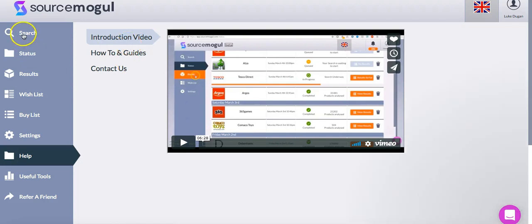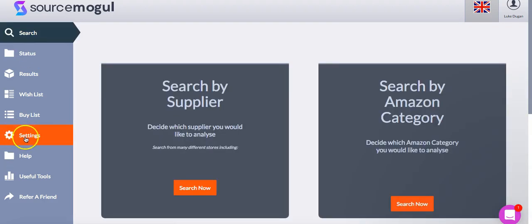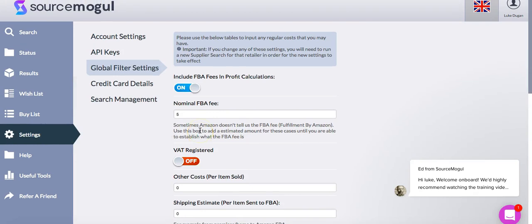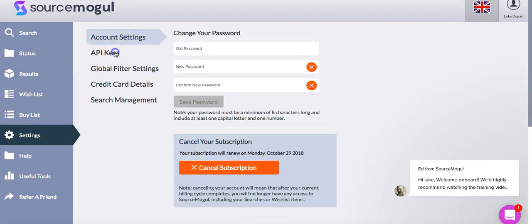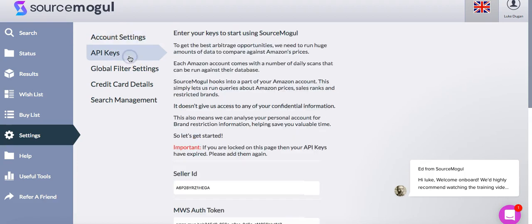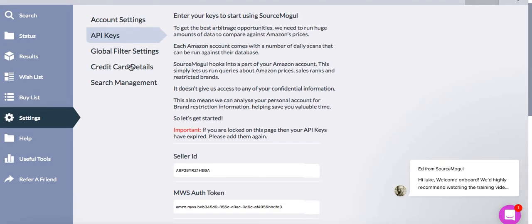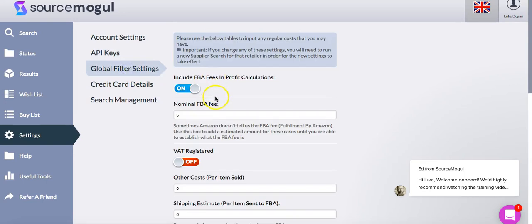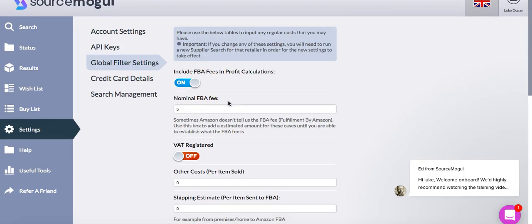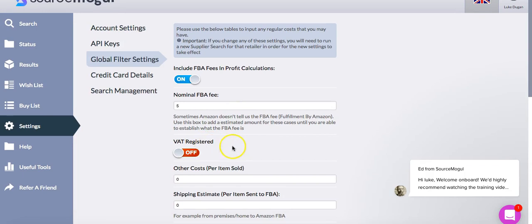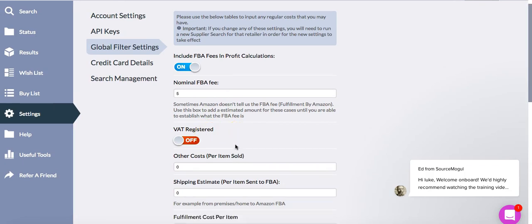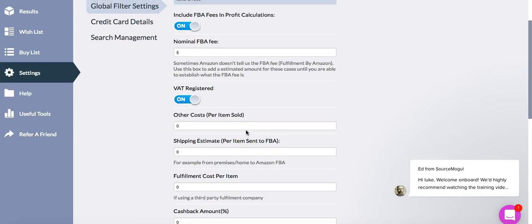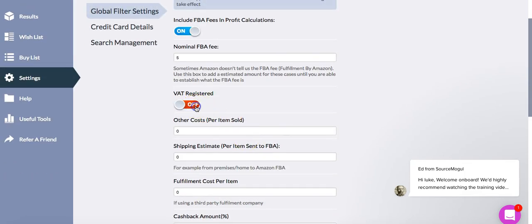I'm not going to go through any of this. We're going to go straight to the settings. First, I'm going to look at settings just to double check. Account settings, cancel subscription. If you want to cancel after the free trial, make sure you cancel and don't let it tick over. Nominal FBA fees. Sometimes Amazon doesn't tell you the FBA fees. It's box padding. VAT registered. I usually leave it off.